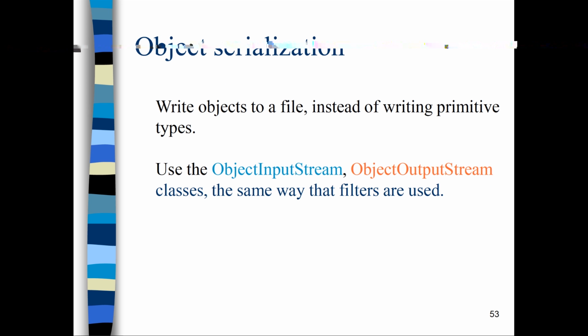Now what is object serialization? When we write objects to a file, in that scenario this concept comes into picture, that is object serialization. For object serialization we use ObjectInputStream and ObjectOutputStream. Why is this necessary? Let me give you an example.